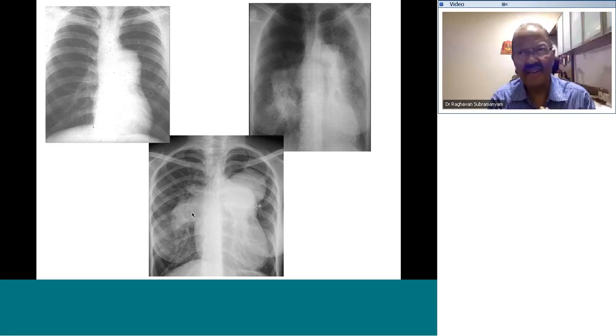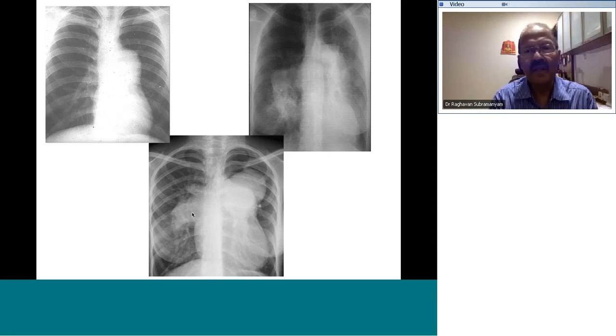In pulmonary venous hypertension, you have cephalization. You have very prominent upper lobe vessels. You have interstitial edema in the form of Kerley B lines, and you may have further interstitial edema and alveolar edema in the form of a ground glass appearance or hazy vessels in the periphery.